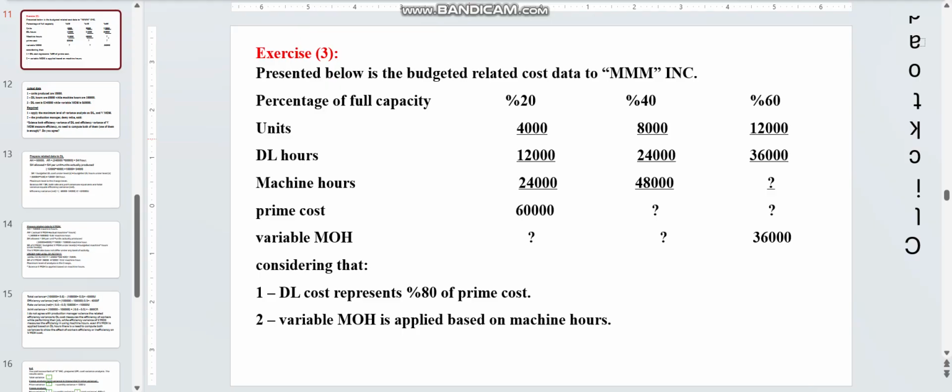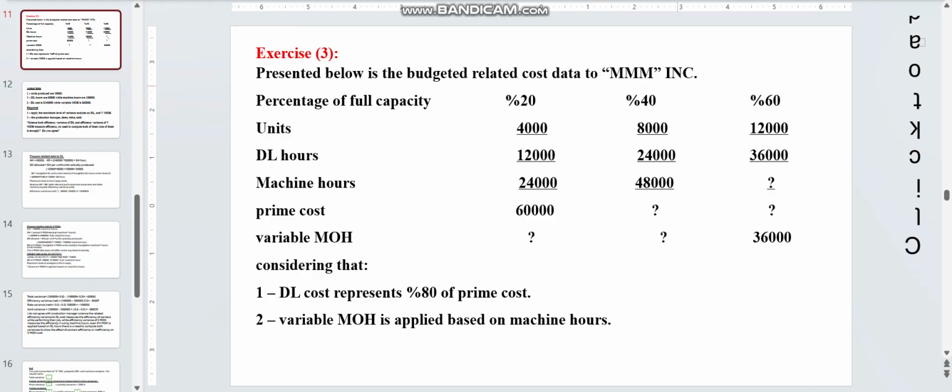This is video 26. We're gonna continue midterm revision. Exercise 3. Presented below is the budgeted related cost data to the company.